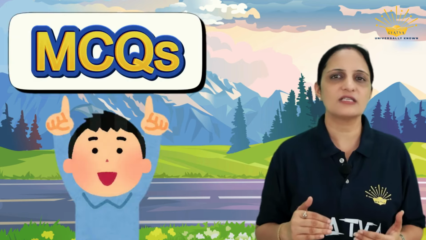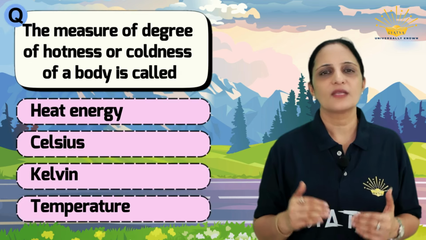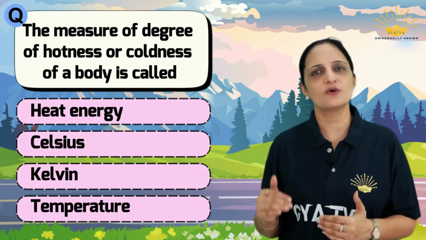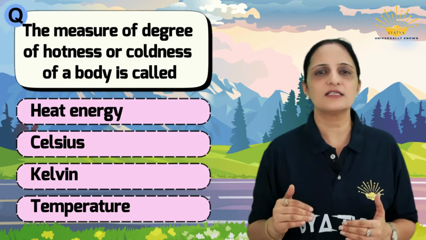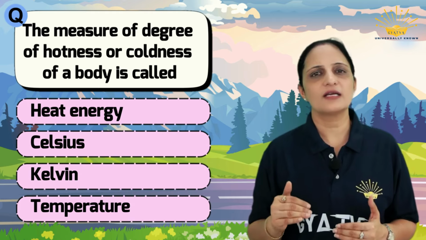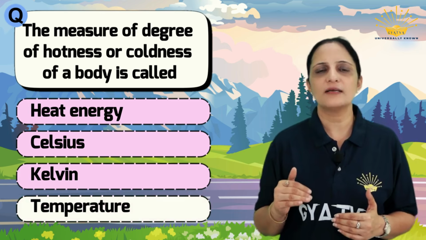Now we come to the first exercise of the chapter, that is the MCQs. Question number 1. The measure of degree of hotness or coldness of a body is called heat energy, Celsius, Kelvin, or temperature. So the correct option is D. The measure of degree of hotness is called temperature.